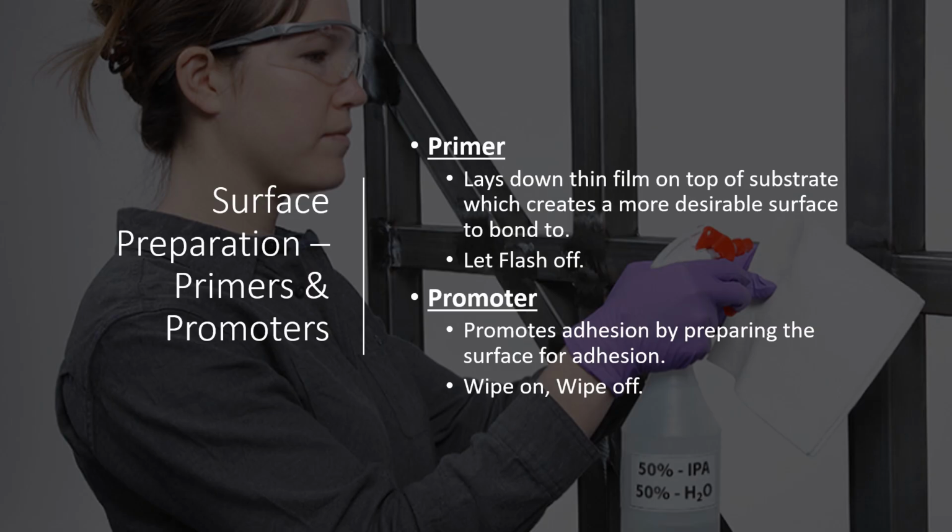There are two items that help prepare the surface for VHB tapes, double-coated tapes, and transfer adhesive tapes. Primers lay down a thin film on the surface that creates a higher surface energy for the tapes to stick to. When you put down a primer, you have to let it flash off so it builds that film. A promoter, on the other hand, is more of a cleaner that helps clean the surface for the tape. The promoter, you wipe it on and then you wipe it off. You don't let it flash off like a primer.